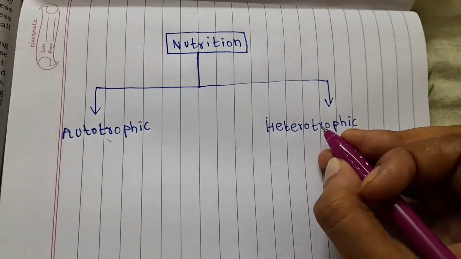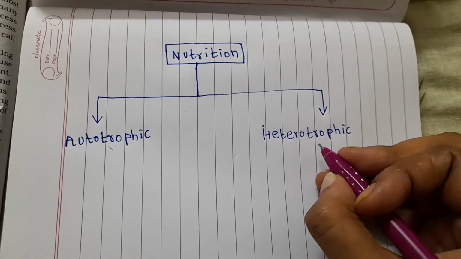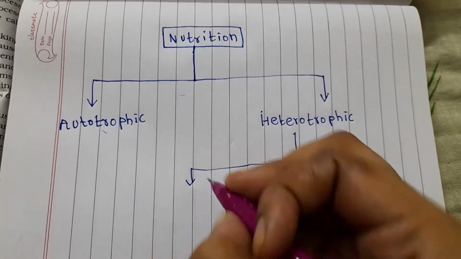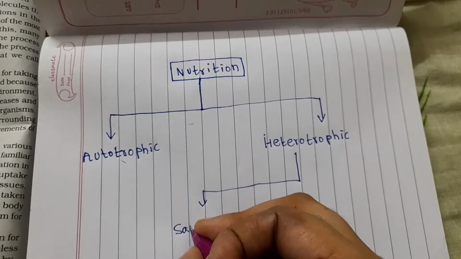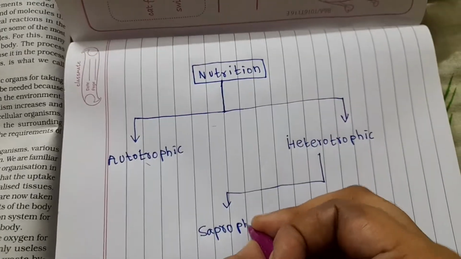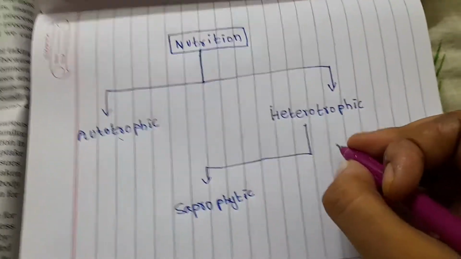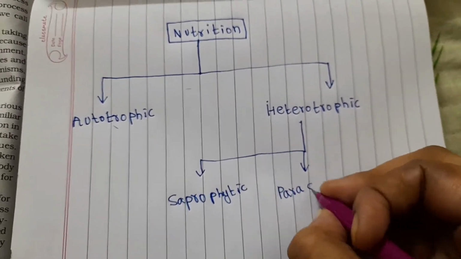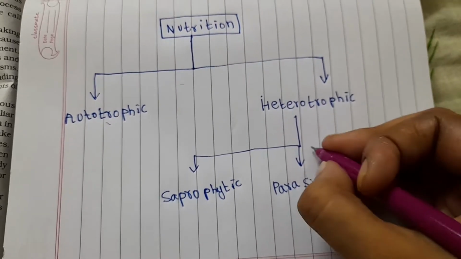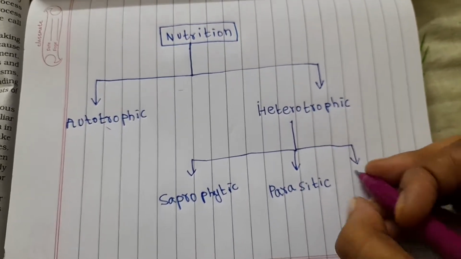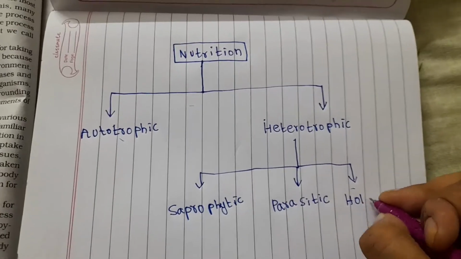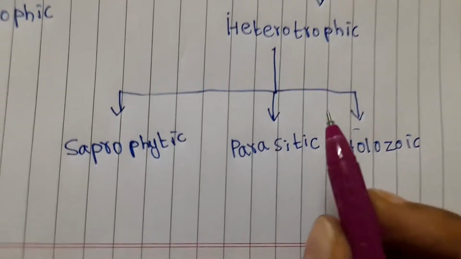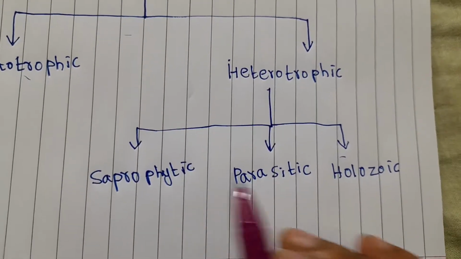We cannot synthesize our own food, and there are three types of heterotrophs. So the first type is saprophytic. So the next one is parasitic. And the third and last one is Holozoic. Now you should see these are three important classifications of heterotrophs.